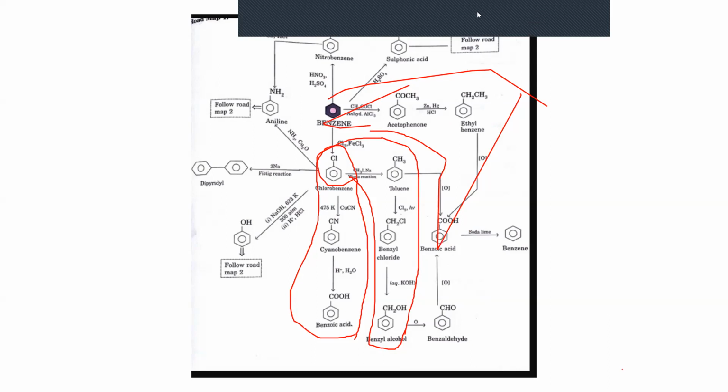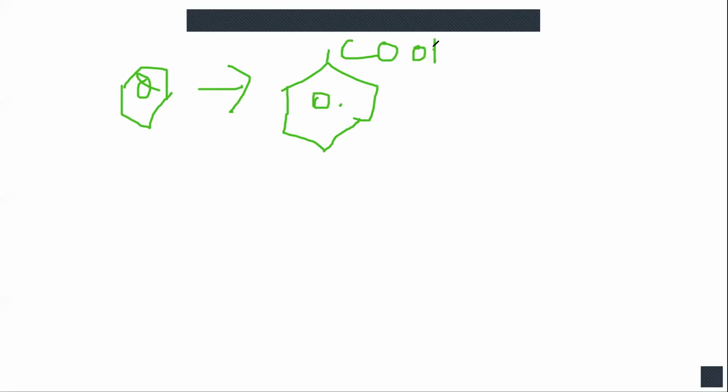Now we will work out benzene to benzoic acid. Benzene to benzoic acid, here also one carbon is extra. So whenever carbon is extra, you have to go by toluene. Halogenation comes, means you have to go by toluene route. Or you can go by cyanide route also. You can think backward like this. Acid would have come from cyanide.